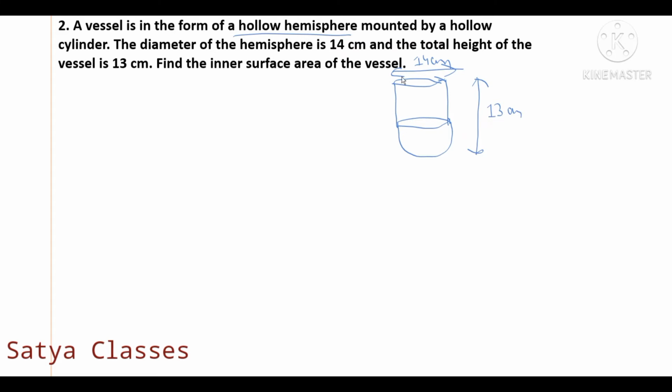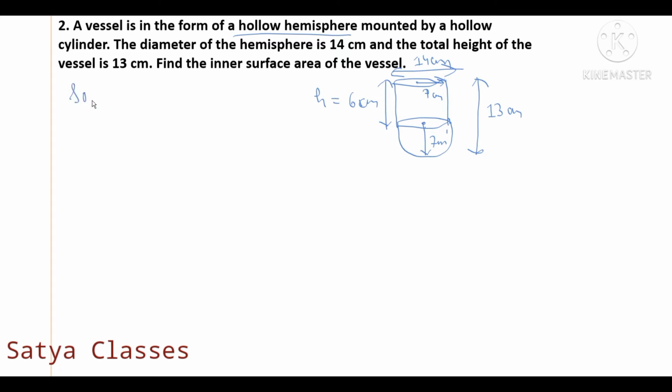Now what about the height of the cylinder? Look here, this is the radius, and since radius is half of the diameter, it becomes 7 centimeter. As you subtract 7 centimeter from 13, you will get how much? 6. So 6 centimeter is the height of the cylinder. Now find the inner surface area of the vessel. So the inner surface area is what? The inner surface area means the CSA of the hemisphere plus the CSA of the cylinder.